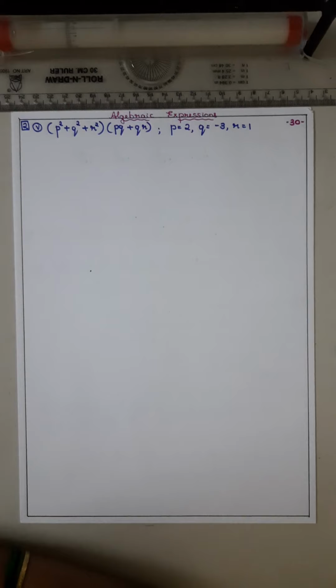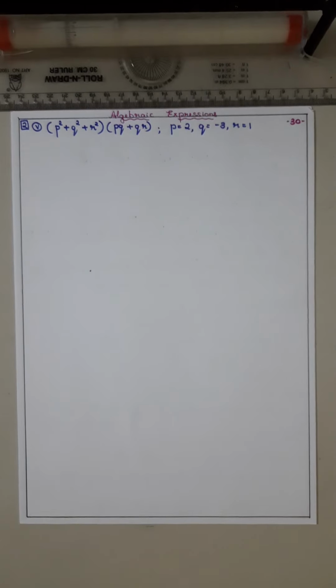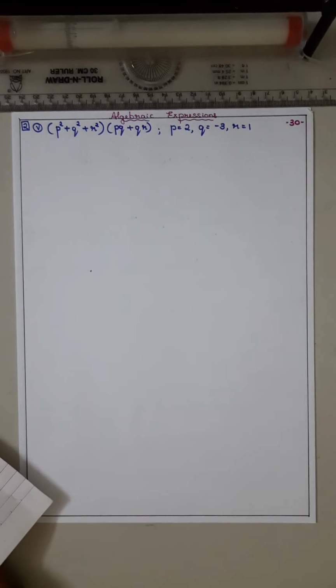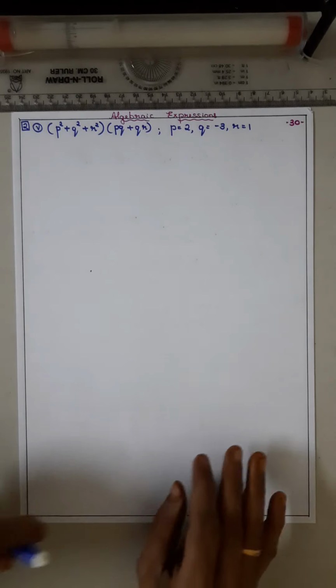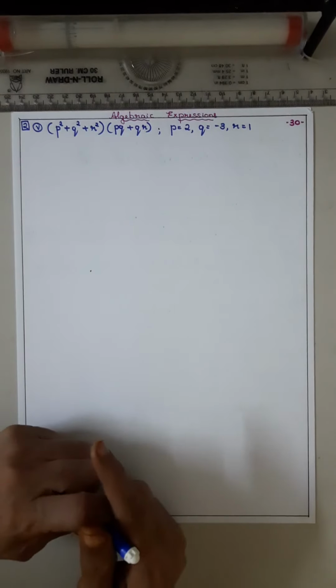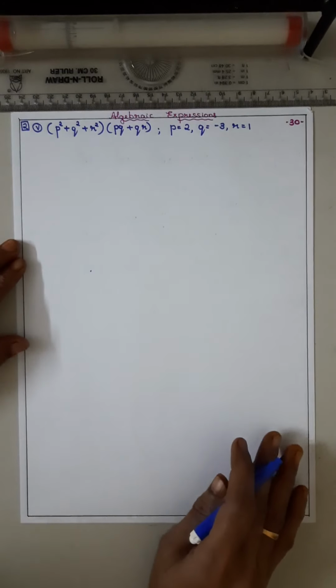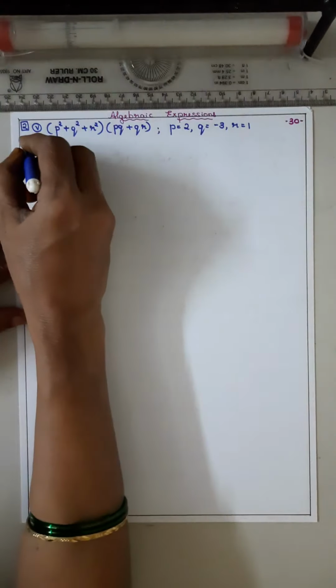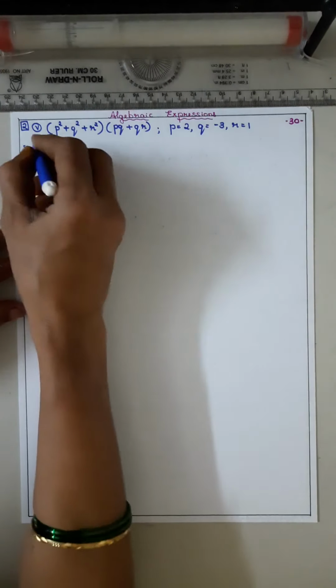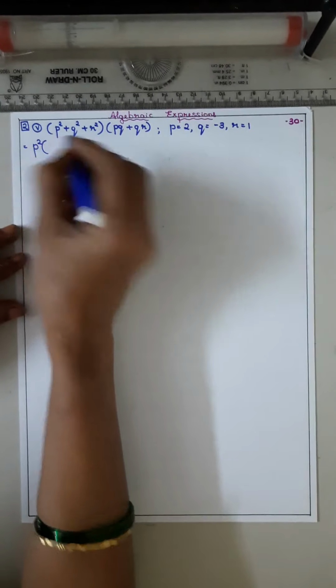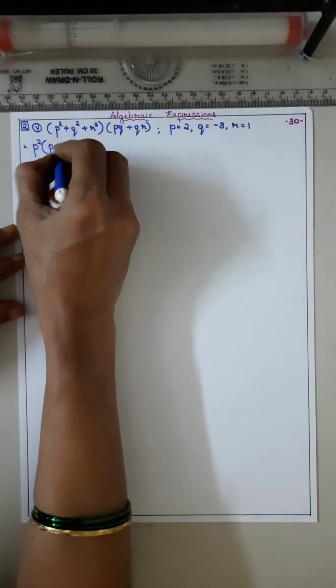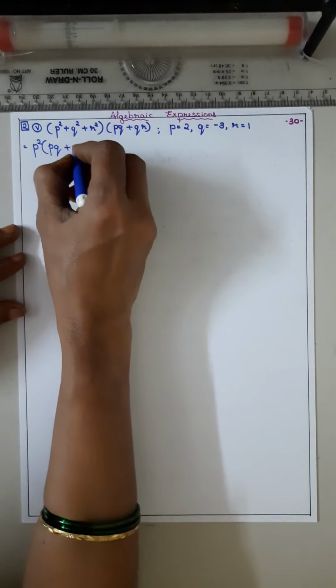We were discussing the lesson algebraic expressions and we were in worksheet 4. Worksheet 4, question number 2, the fifth sum, subdivision. It is p squared plus q squared. We shall continue. P squared bracket open PQ plus QR.